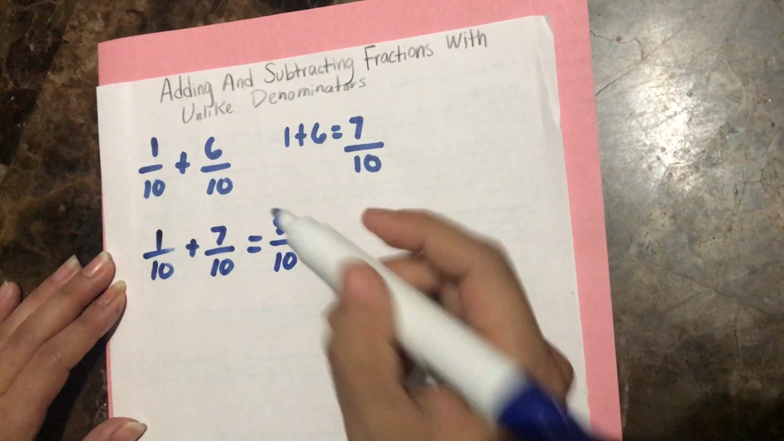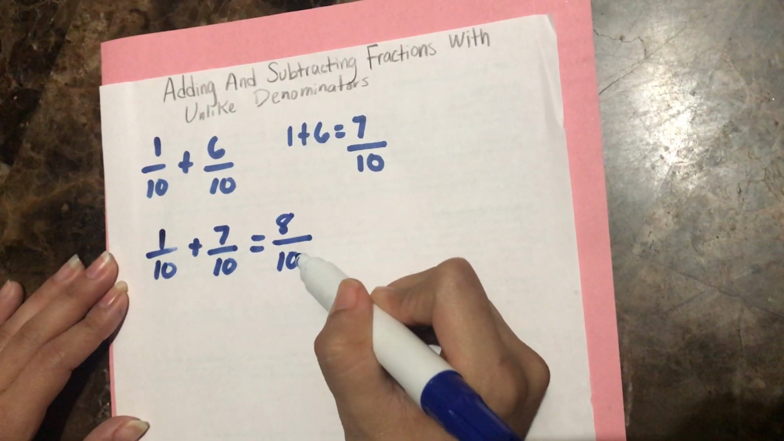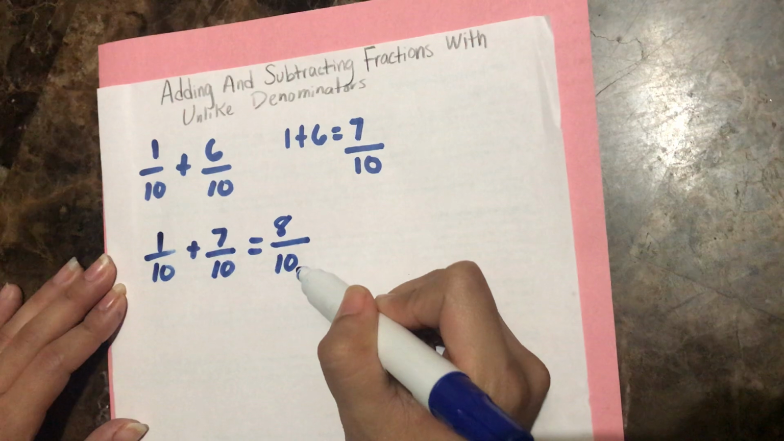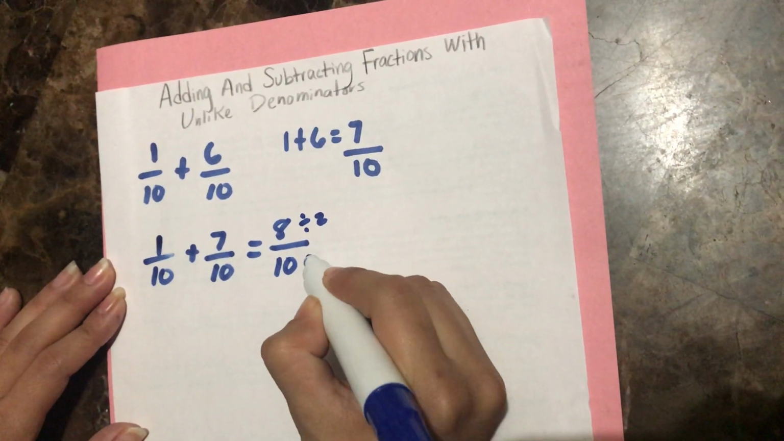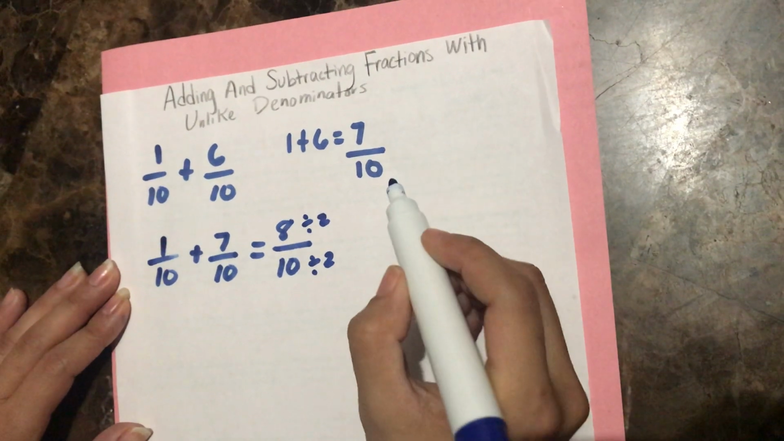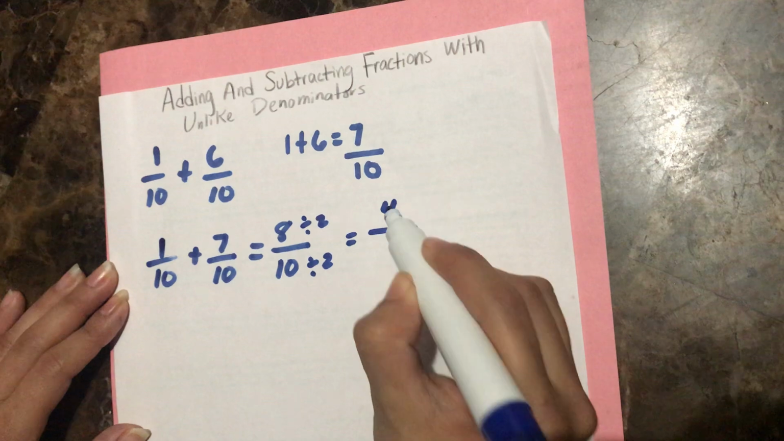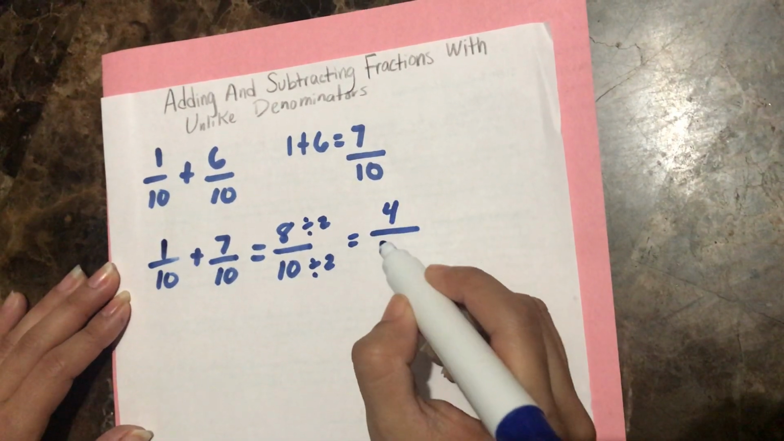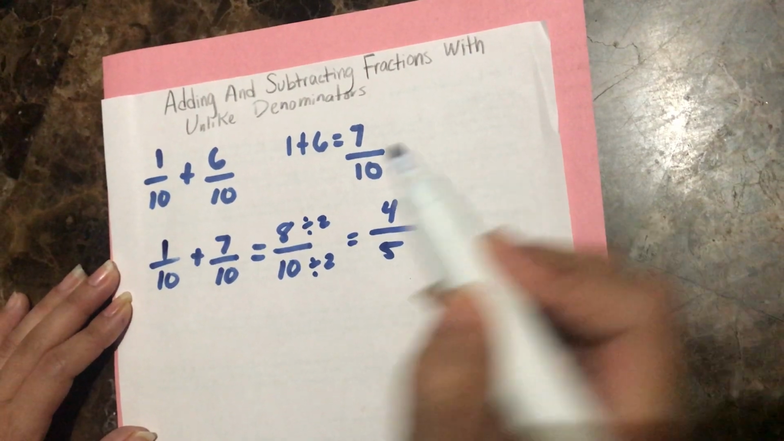Now to simplify, you can simplify this fraction. So what number can you use to simplify this fraction? So we can use 2. So we can divide each one by 2. So 8 divided by 2 equals 4. 10 divided by 2 equals 5. So that's it for that one.